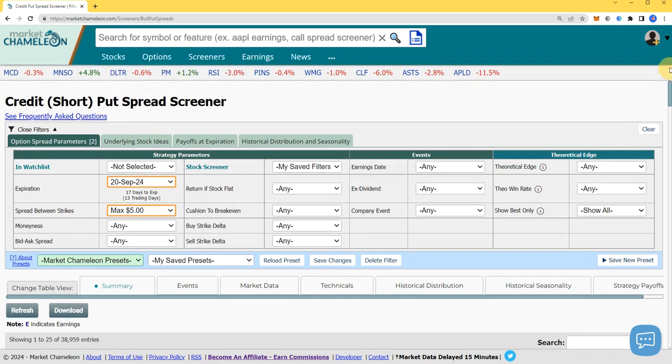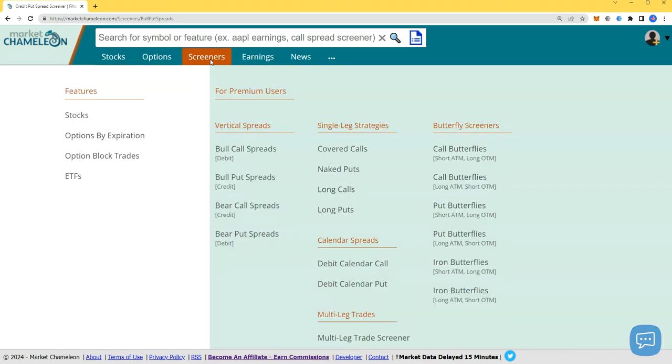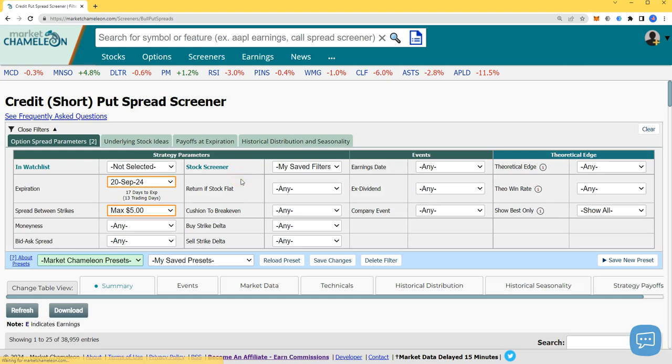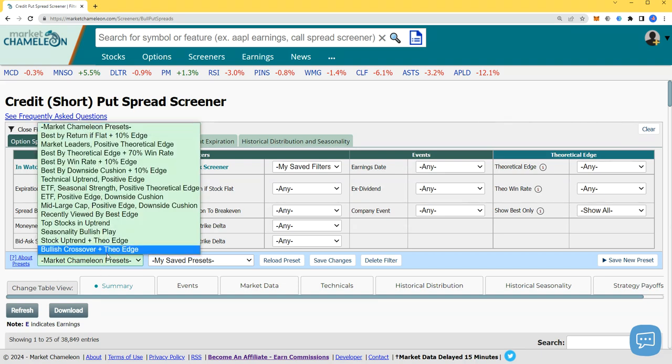Now, in order to get to this screener, you're going to go here to screener, and we're going over today this one, bull put spread credit. This is what we're doing today. And this is the default screen, the expiration for the default. We're going to go over all those filters as well.